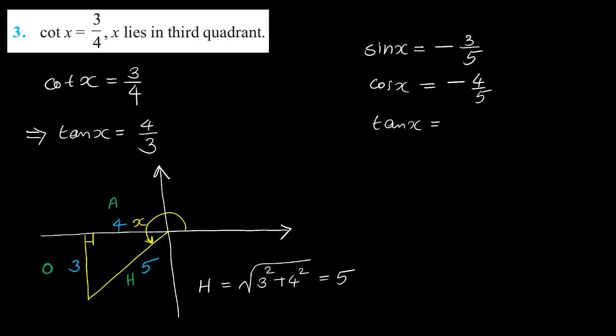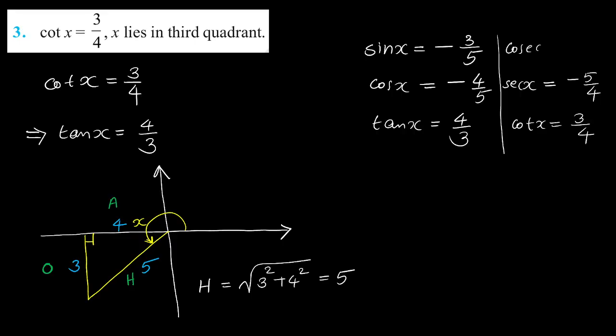Tan x is already given. I am copying again. Also cot x is given. The other things are reciprocals. Sec x is the reciprocal of cos x. Cosec x is the reciprocal of sin x.